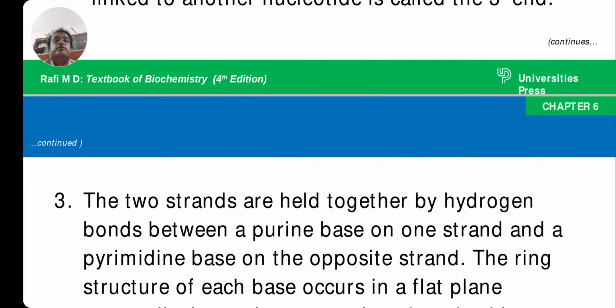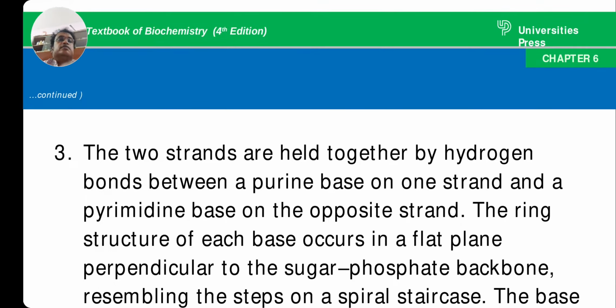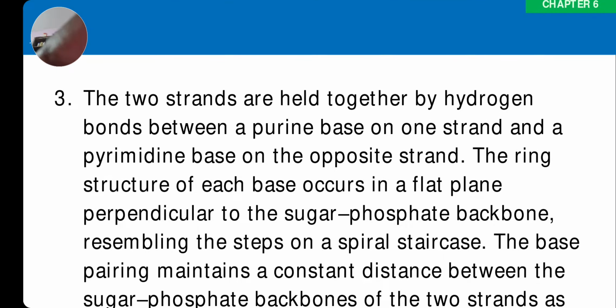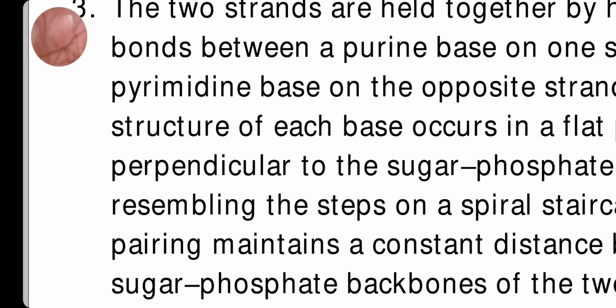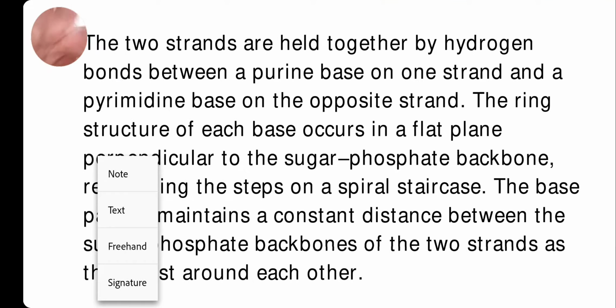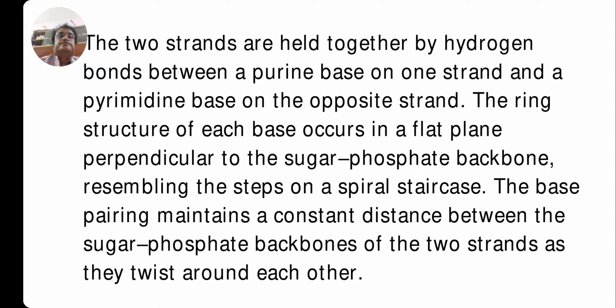The two strands are held together by hydrogen bonds between purine bases on one strand and pyrimidine bases on the opposite strand. The ring structure of each base occurs in a flat plane perpendicular to the sugar phosphate backbone, resembling the steps on a spiral staircase. Base pairing maintains a constant distance between the sugar phosphate backbones of the two strands as they twist around each other.